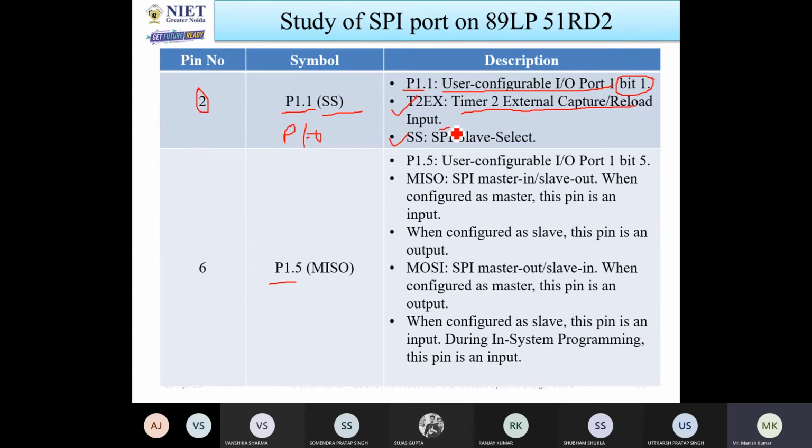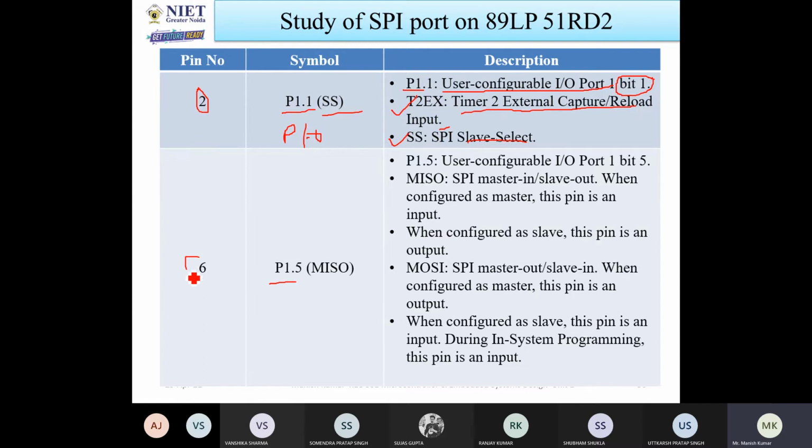and reload input. It means that whenever you are using timers, in the timers one mode is there, capture mode. In this capture mode, you are capturing the input. So I will discuss in timers what is the use of capture mode, how it will capture the inputs. Okay. So SS is a slave select line.